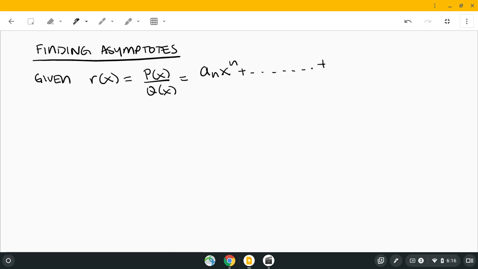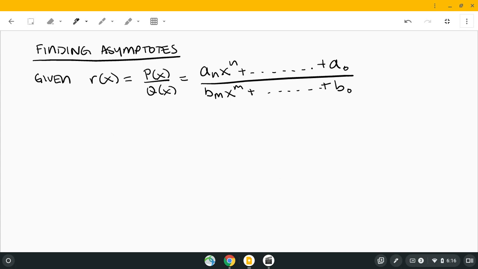All right, so if you're given this rational function, we'll call it r of x, so it's a rational function, made up of a fraction of two polynomials, p of x over q of x. And let's suppose that p of x is some polynomial a n x to the n plus all the way down to a0. And let's suppose that q of x is some other polynomial bm x to the m plus all the way down to b0. Okay.